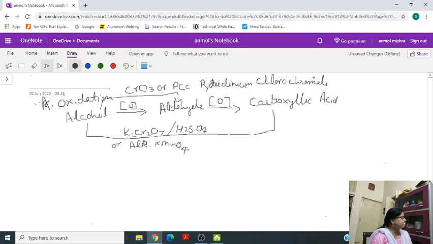Next is dehydrogenation reaction. When primary alcohol RCH2OH reacts with copper, temperature is 573 Kelvin, it forms aldehyde.